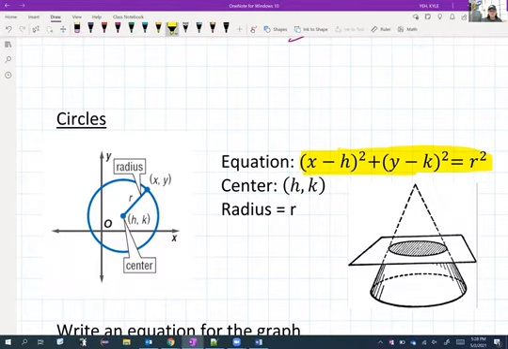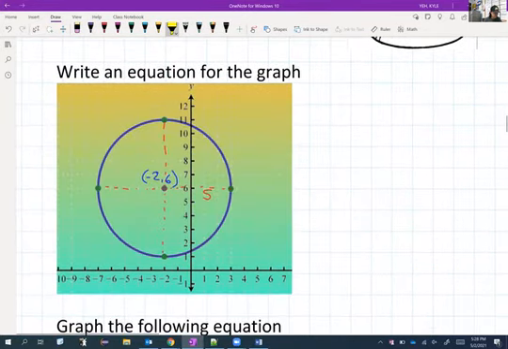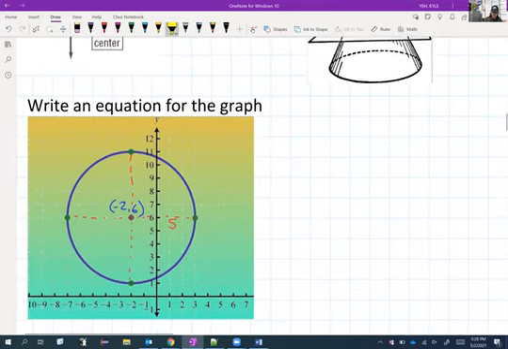And that's about all you need to know about circles. We're going to do actually 4 problems with circles because circles are probably the conics that you will run across the most. Parabolas too, but circles, I want to make sure you see all sorts of different types of problems. So here's an example. Write an equation for this graph, and it gives you the graph of a circle.